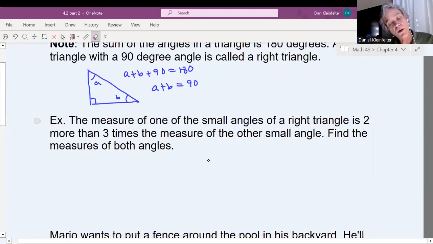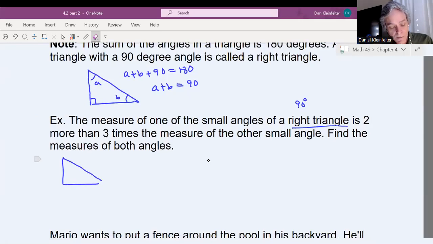So here it says the measure of one of the small angles in a right triangle is 2 more than 3 times the measure of the other small angle. Find the measures of both angles. So this one is of course about a triangle. It's a right triangle, though. So we know that since it's a right triangle, one of the angles already is 90 degrees. So that means that we just have the other 2 angles to work with.